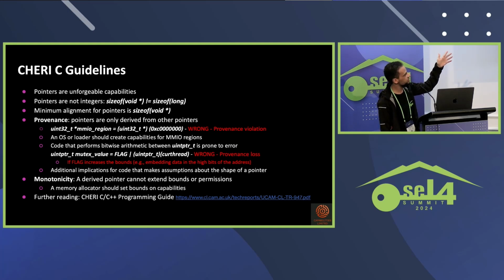For provenance, if you are trying to create a pointer for an MMU region, you cannot do casting like that anymore. So you have to derive that from a previous pointer, or you have to ask a more privileged entity to create a CHERI capability for you for that. And in order to have complete details of the CHERI-C and C++ guidelines, there is a document here that you can refer to.